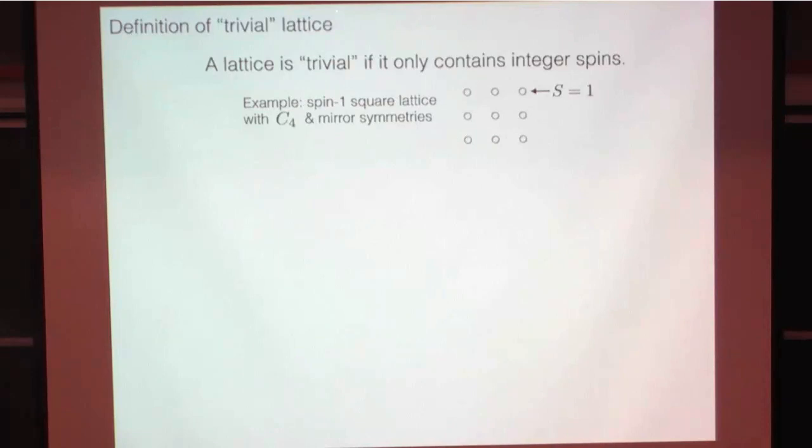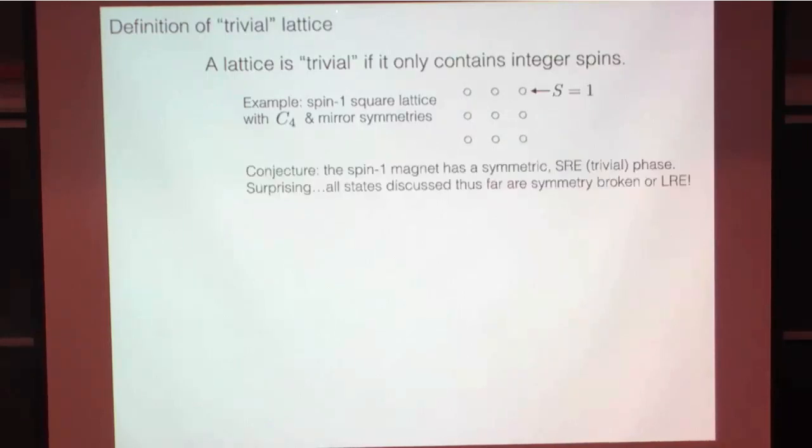So here's the definition of a trivial lattice. A trivial lattice is a lattice of spins in which all of them are integers. So a simple case would be a square lattice where each moment is spin 1. What this conjecture is claiming is that if you define the spin 1 magnet, there needs to be some phase it could be in where it's actually short-range entangled. That's actually rather surprising. As far as I know, all phases of a spin 1 magnet that have been discussed so far are either symmetry broken or are these long-range entangled spin liquids with anyons. So the first check we need to do on this conjecture is to see whether there could actually be a phase of matter of a spin 1 magnet which is just short-range entangled.